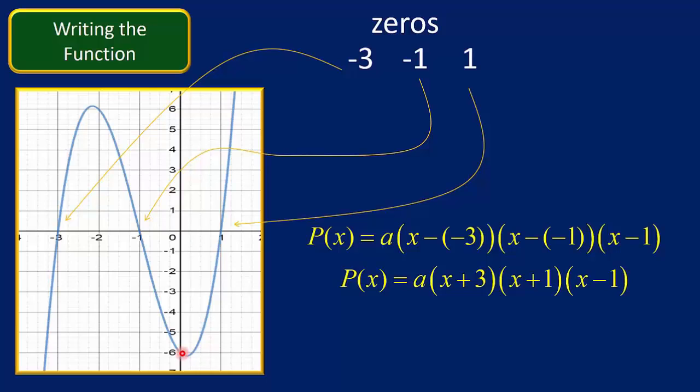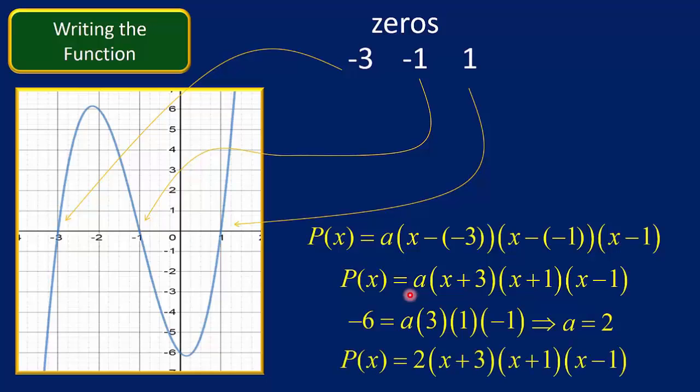And cross through -6. So what I can do is I can say, okay, I want to make this polynomial pass through the point 0, -6. So I'm going to put a 0 in for each x and a -6 for the p of x, and then just solve for a. And we find that a is equal to 2. I put that in here, and now we have a polynomial that has each of these zeros and this y-intercept.